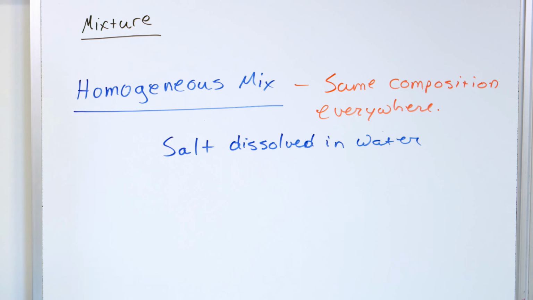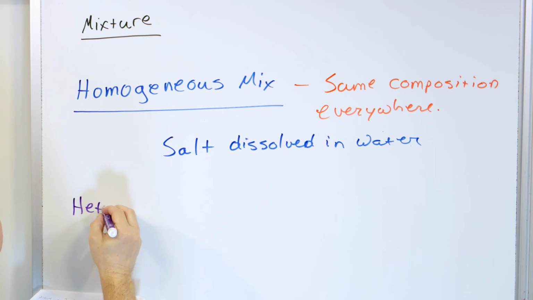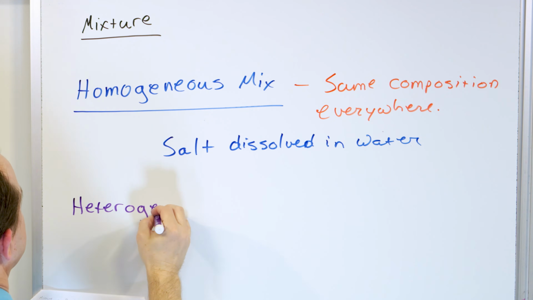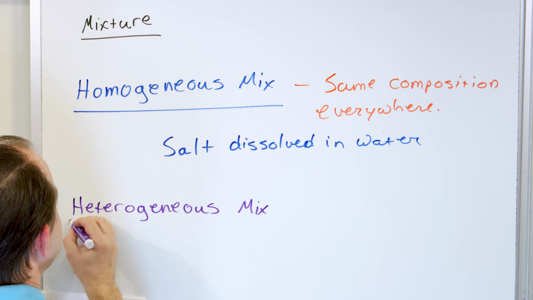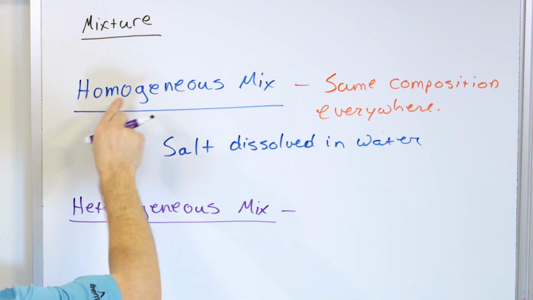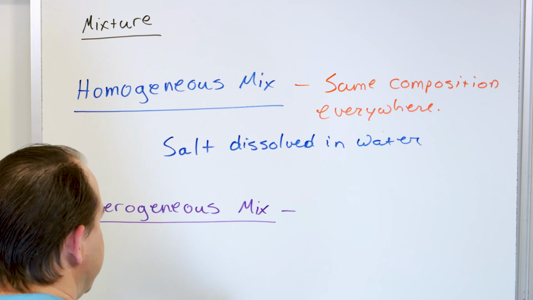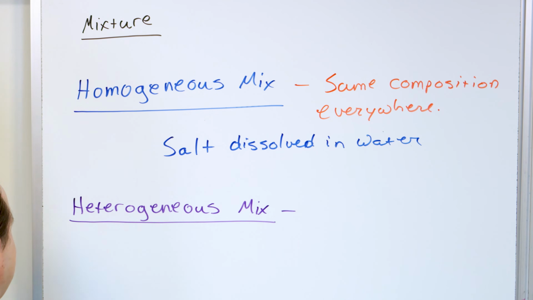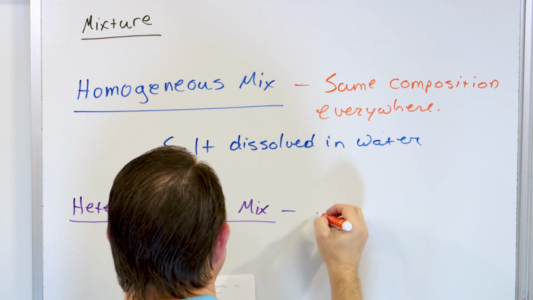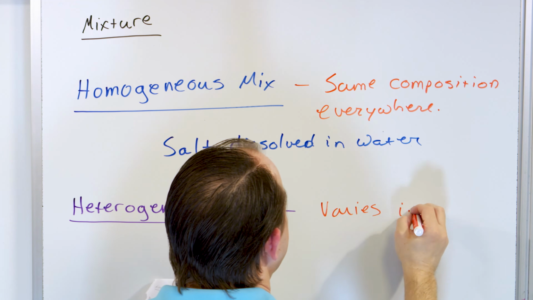But we also have the situation where it's not homogeneous, the heterogeneous mixture. So homo means same, hetero means different. So different composition in the mixture. What we see when we have a heterogeneous mixture is that it varies in composition.